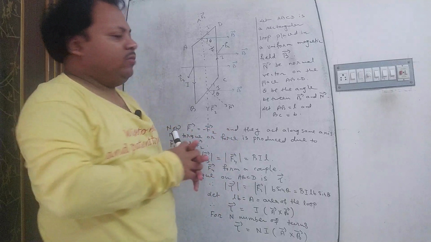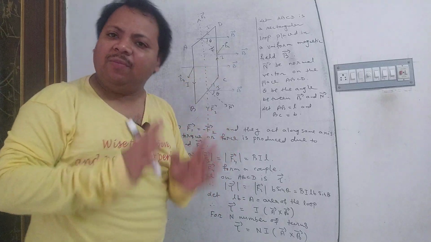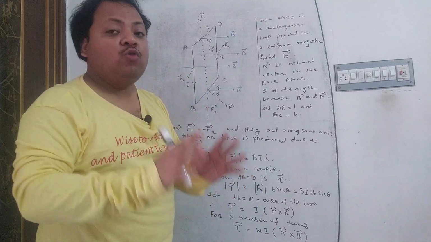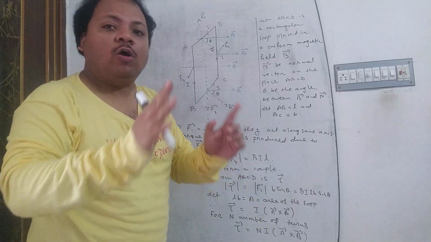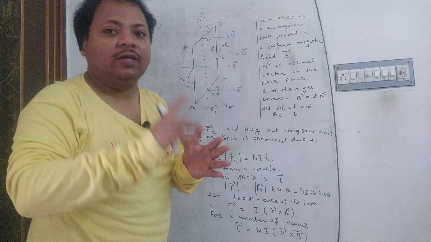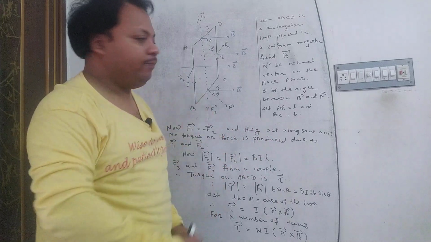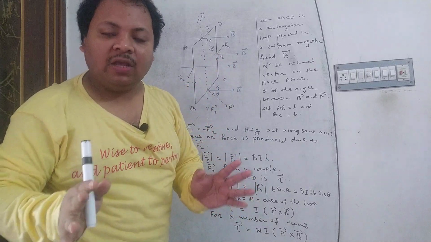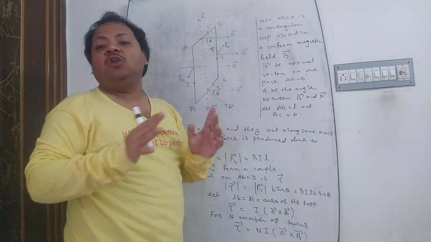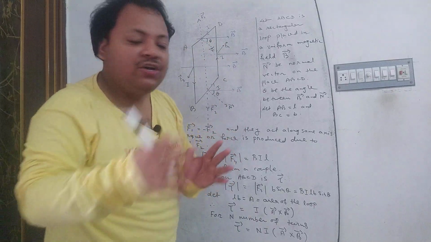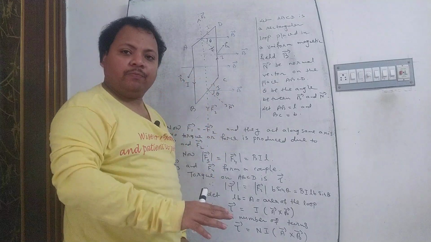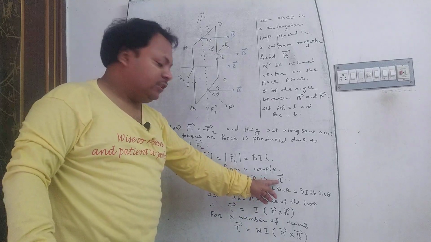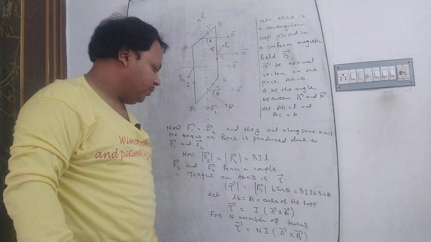That's why you can say that F3 and F4 are the same in magnitude but opposite in direction, and they do not act along the same line or at the same point. That's why they form a couple. That is, F3 and F4 form a couple. Therefore, this rectangular loop experiences a torque due to this couple, and we denote the torque by the tau vector.